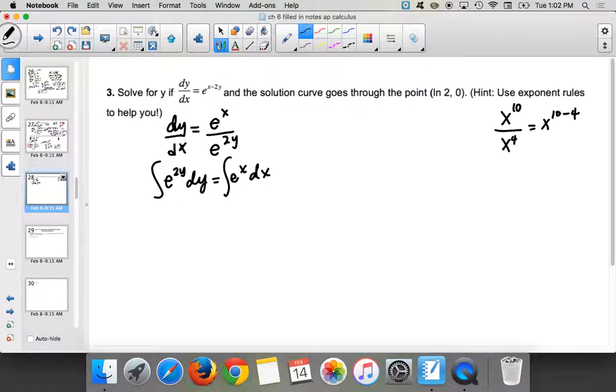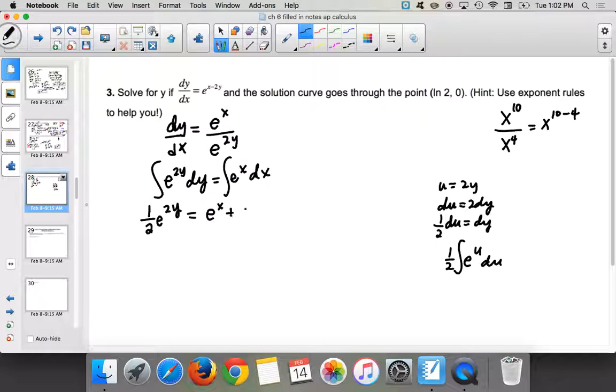Are you guys good at doing e to the 2y in your head? It's through a u substitution. It's letting u equal 2y, so du is then 2 dy. So we gain a 1/2 when we replace. If we replaced, it'd be e to the u with a 1/2 du. So this is going to be 1/2 e to the 2y when we integrate, and then equals e to the x plus c.